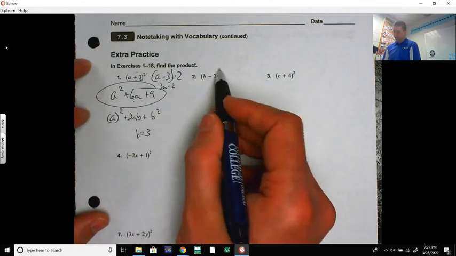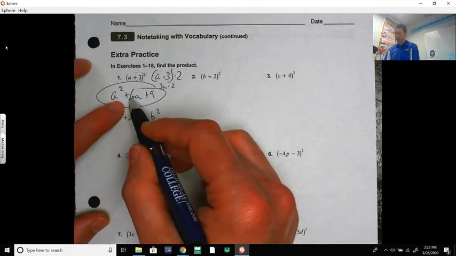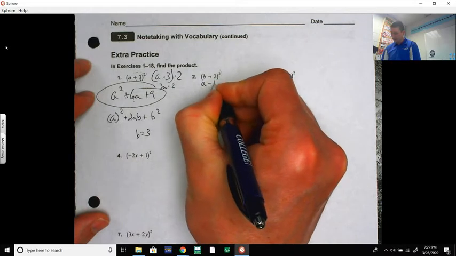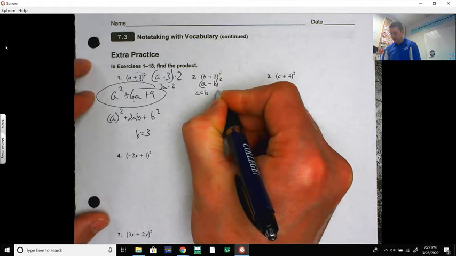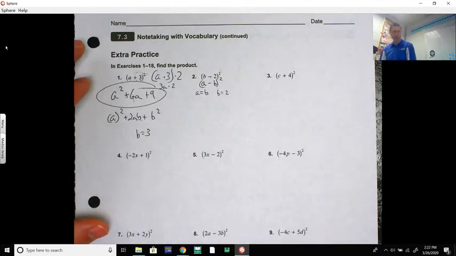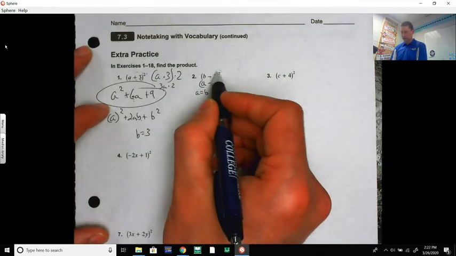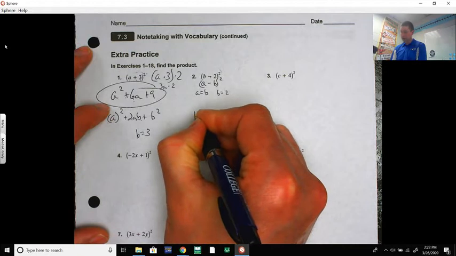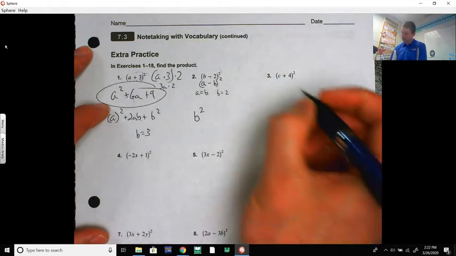So here, b minus 2 squared. There's a minus sign, so your second term has to be negative. In this case, this is a minus b squared. So in this case, a is the b, and the b is the 2, which kind of gets confusing. So let's talk about what I walked you through there. You're going to square the first term. So b squared is, everyone say together, b squared. Or not to be squared, that is the question.